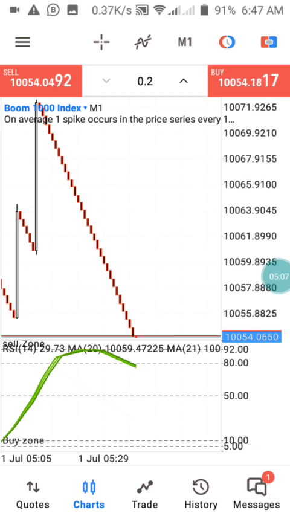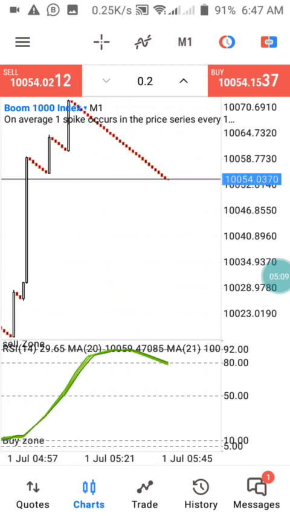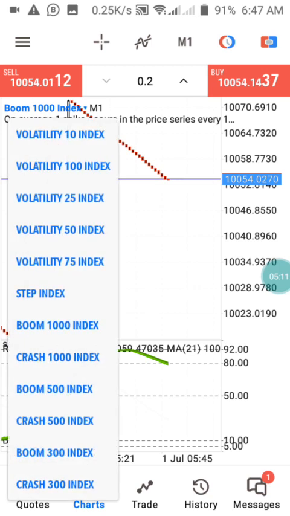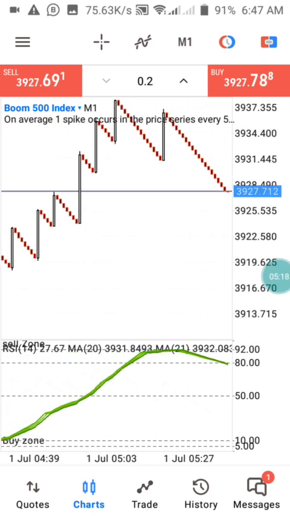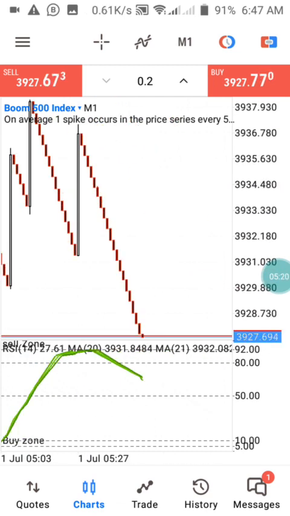And let me show you. You see now, we are still on the trade. So guys, let me show you how it works on Boom 500. You see exactly what is happening on Boom 500.